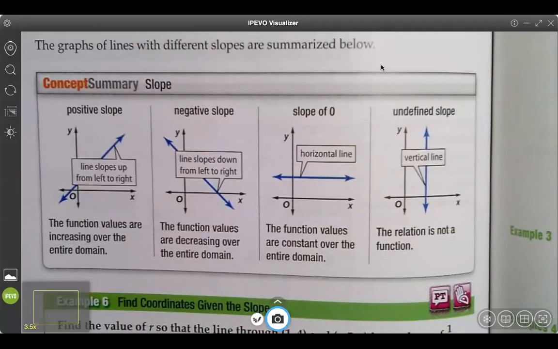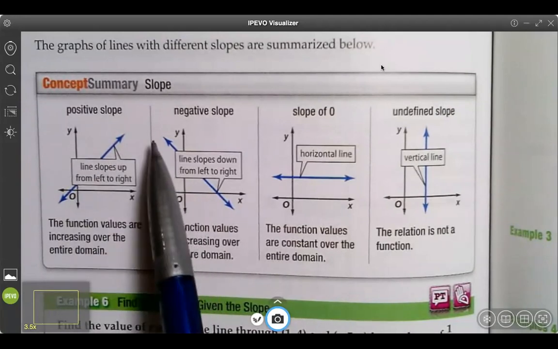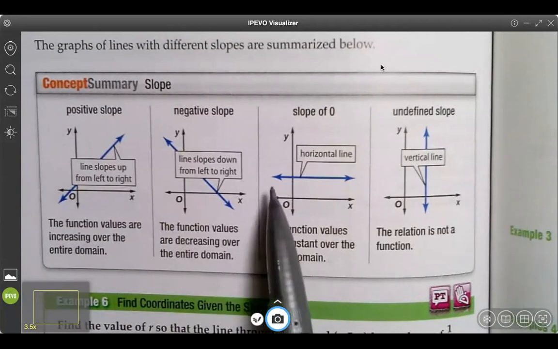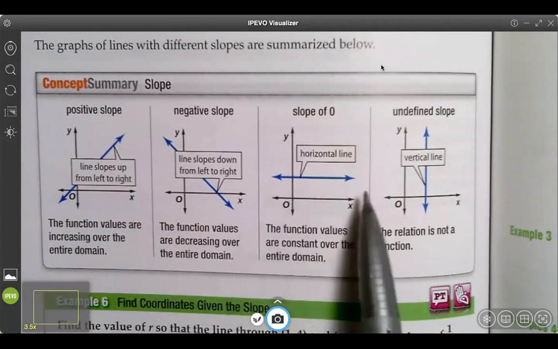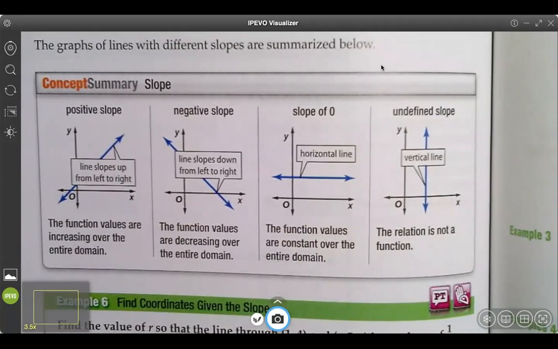This video is on the slope of a line. Here we have four types of slope. If it goes up left to right, it is a positive slope. If it goes down left to right, it is a negative slope. If it is flat left to right, it has a slope of 0. And if it is a vertical line, it is undefined.